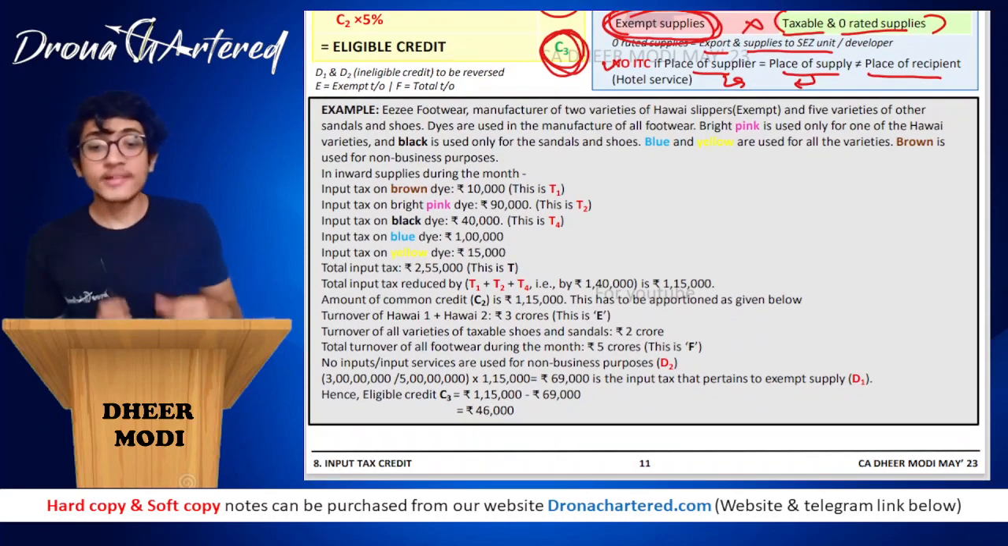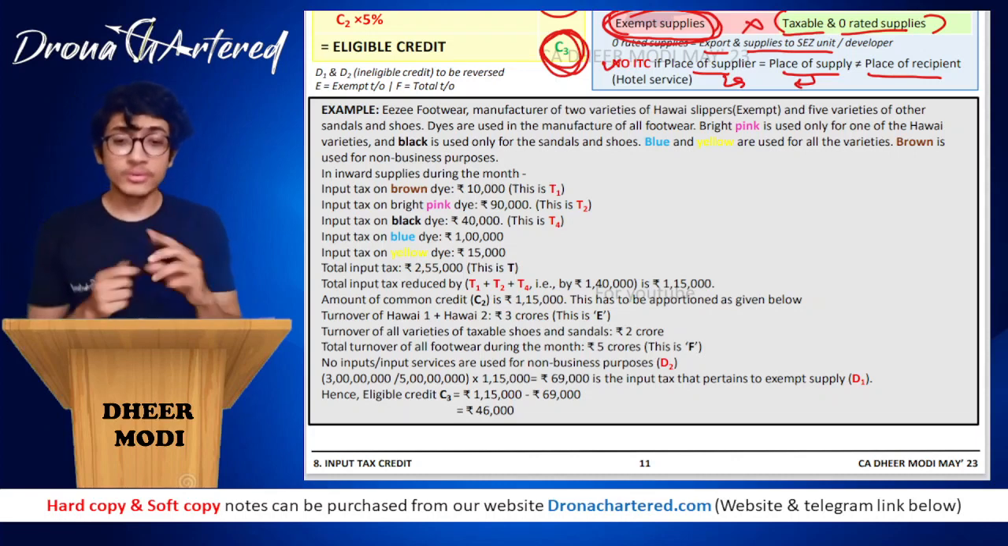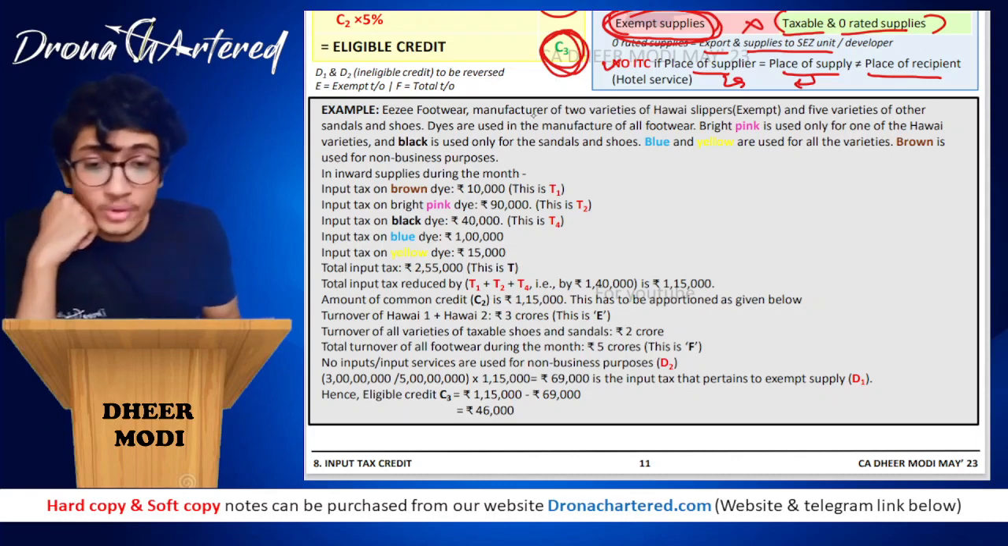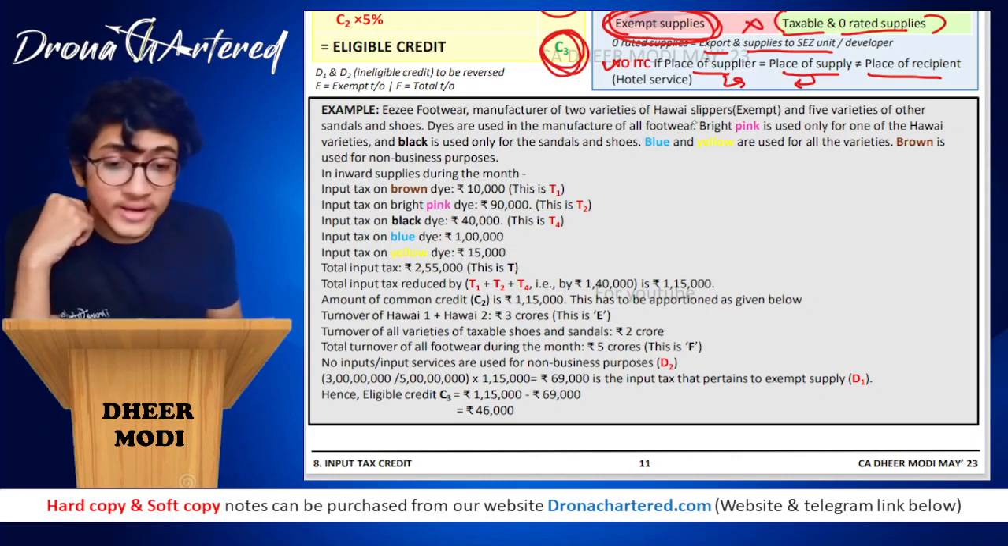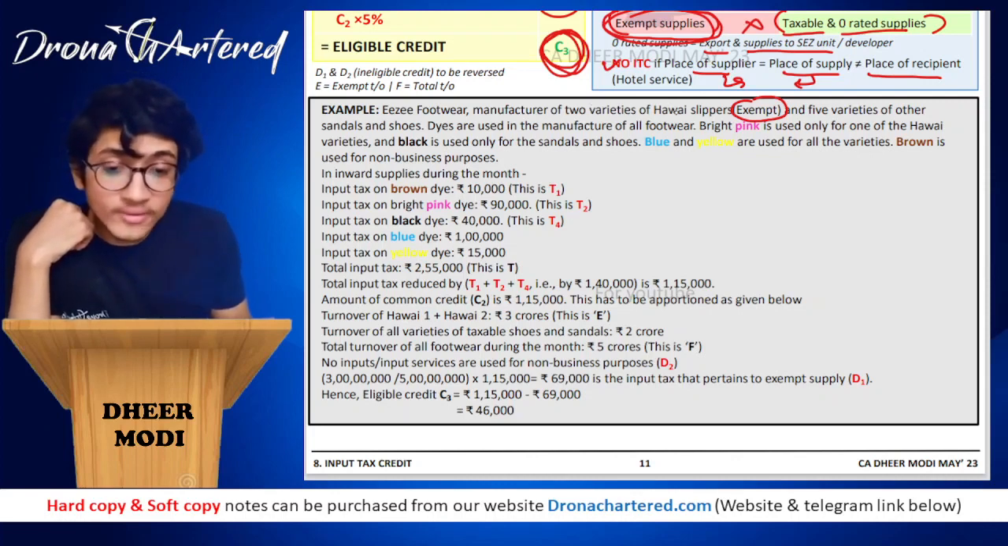Great. So now the next part is your examples. I put an example. It is from the ICAI module itself. A footwear manufacturer makes two varieties of Hawaii slippers, which are exempt, and five varieties of other sandals and shoes. So your two varieties of Hawaii slippers.